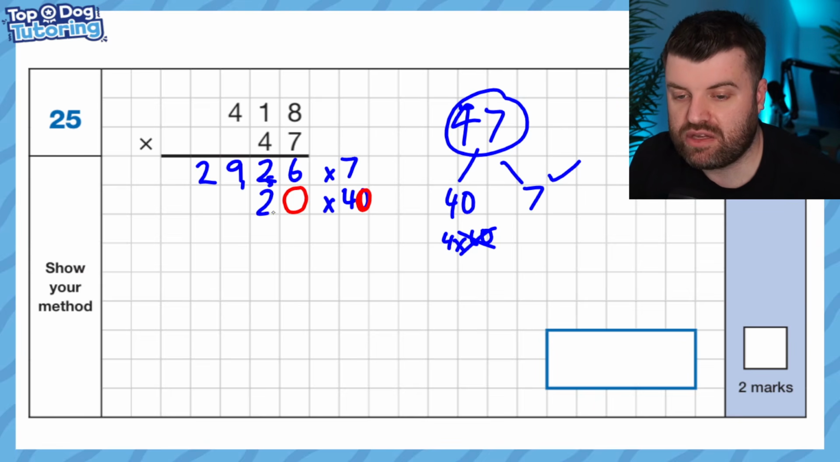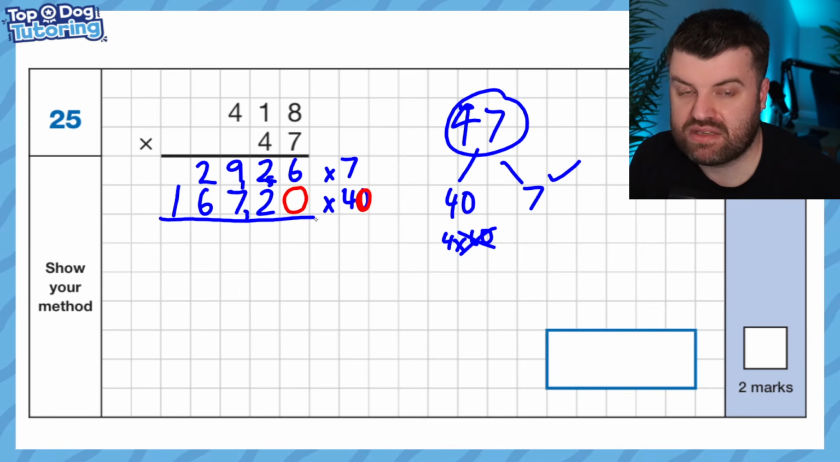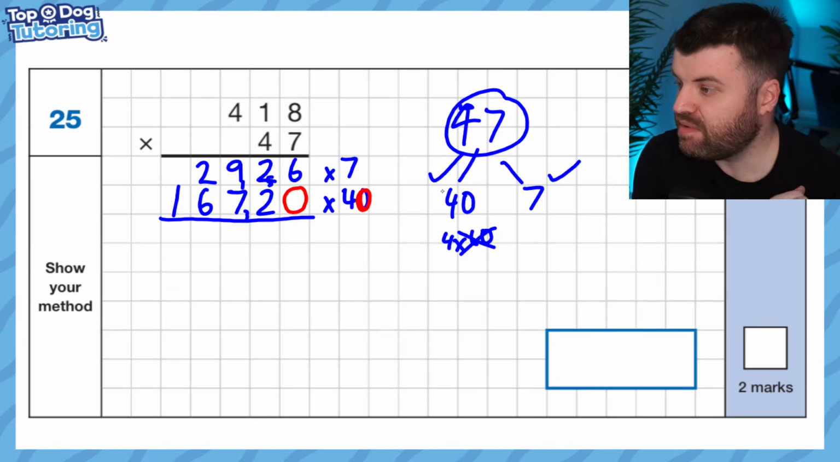4 8s are 32. So we can put a 3 down here. 4 times 7 is 28. Add on the 3 is 31. 4 times 4 is 16. So we can write that straight in. And we get 16,720.